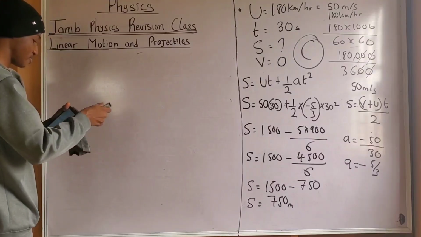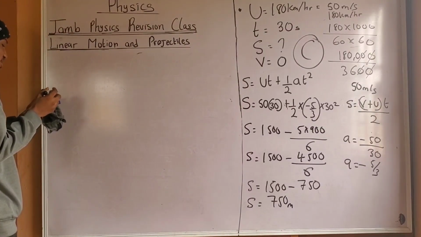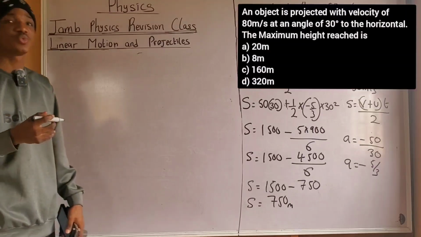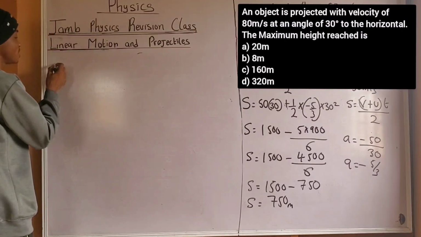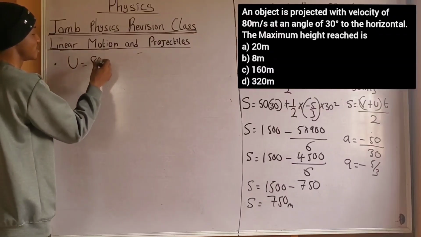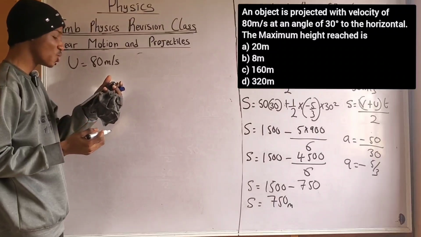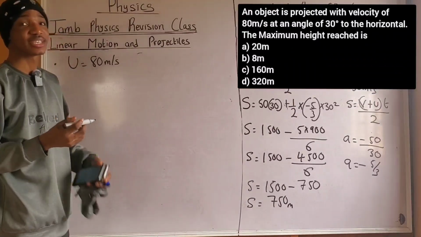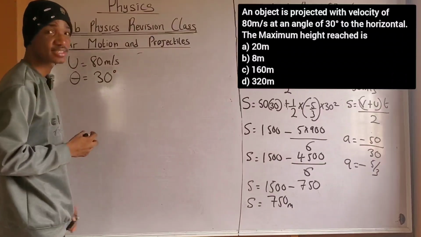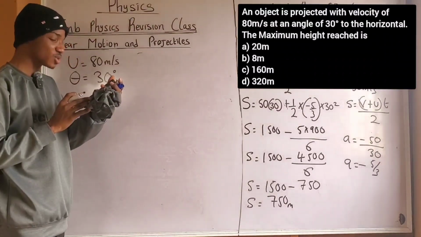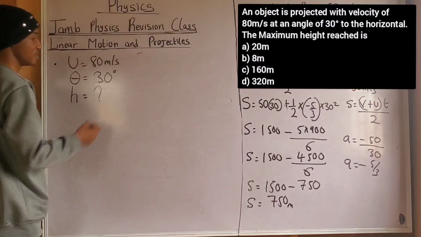Now, the initial velocity which the object was projected with is what? 80 meters per second, right? So that means I'm going to have U equals 80 meters per second, okay? The angle of projection to the horizontal is 30 degrees. So that will be theta equals 30 degrees. Are you getting it? Okay. We are asked to calculate the maximum height. We are looking for the value of h.